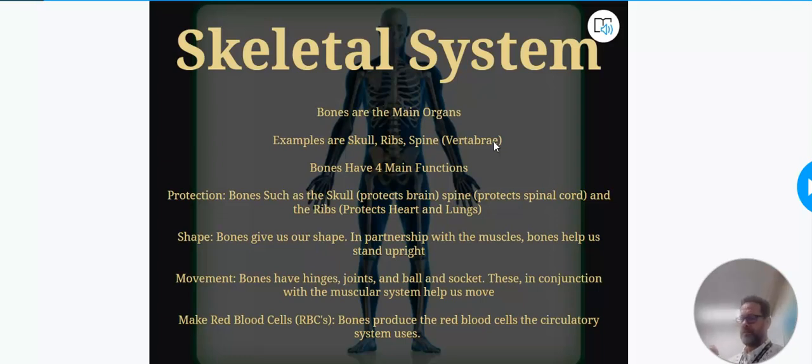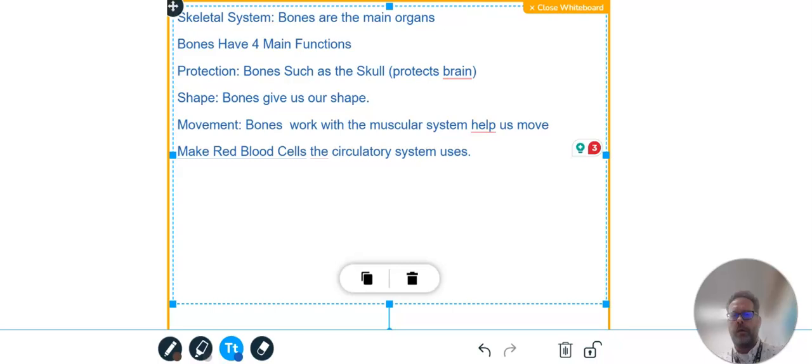They protect us. They give us our shape. They give us the ability to move in conjunction with our muscles, and they produce red blood cells. Going to take a couple minutes for us to write that down, so we'll pause the video. Again, we've talked about a lot of this in class already as we were reviewing the vocabulary words about the skeletal system. We said in class that it protects us, and it does. Your skull protects your brain, your spine protects your spinal cord, your ribs protect your heart and lungs. We said that it helps us to move in partnership with the muscular system. Bones give us our shape.